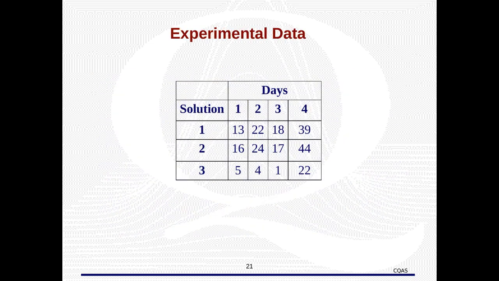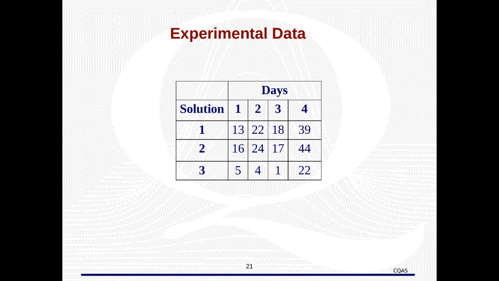Here we have the experimental data collected across the 3 washing solutions and 4 days. Each cell represents the bacterial count observed under those specific conditions. Notice the general trend. Bacterial growth increases substantially from day 1 through day 4, regardless of which solution is used. Solution 3 appears to show the lowest counts overall, suggesting superior effectiveness at retarding bacterial growth. Solutions 1 and 2 show higher counts, particularly by day 4.